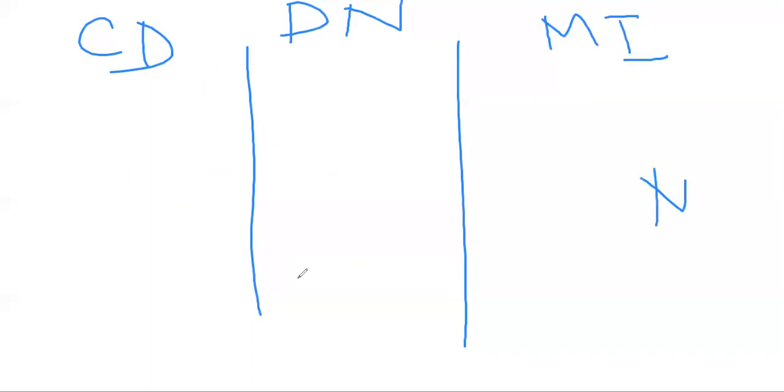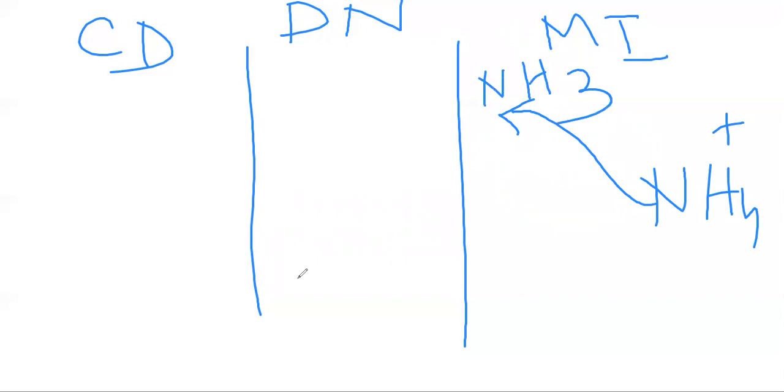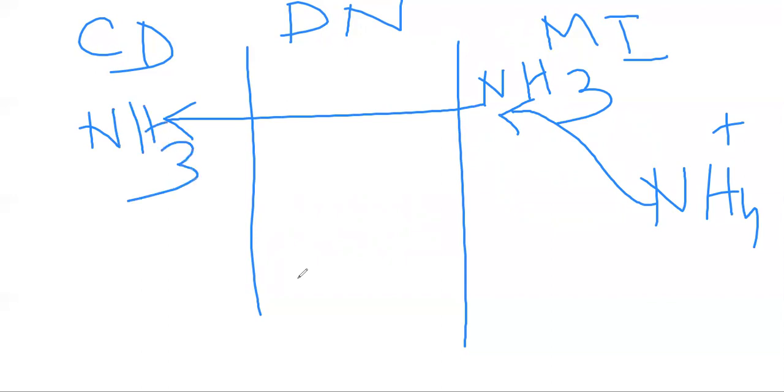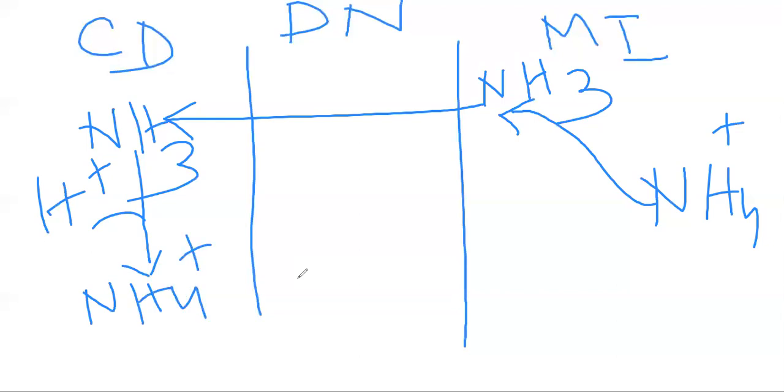First, the ammonium ion is present in the medullary interstitium. Now this ammonium ion can either immediately convert into ammonia, and straight away diffuse across the cell membrane and come into the collecting duct and react with the hydrogen ion, so that the ammonium ion will be excreted. This is the process which is known as non-ionic passive diffusion.